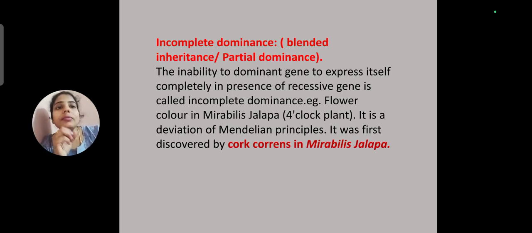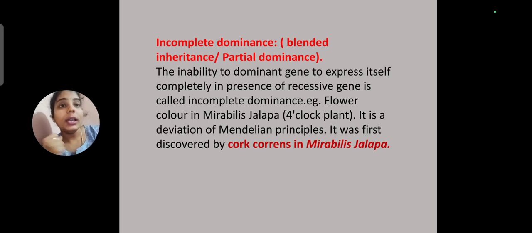It is also one type of allelic gene interaction in the genetic concept. Let us discuss the definition of incomplete dominance. The inability of the dominant gene to express itself completely in the presence of the recessive gene is called incomplete dominance, partial dominance, partial inheritance, or blended inheritance.